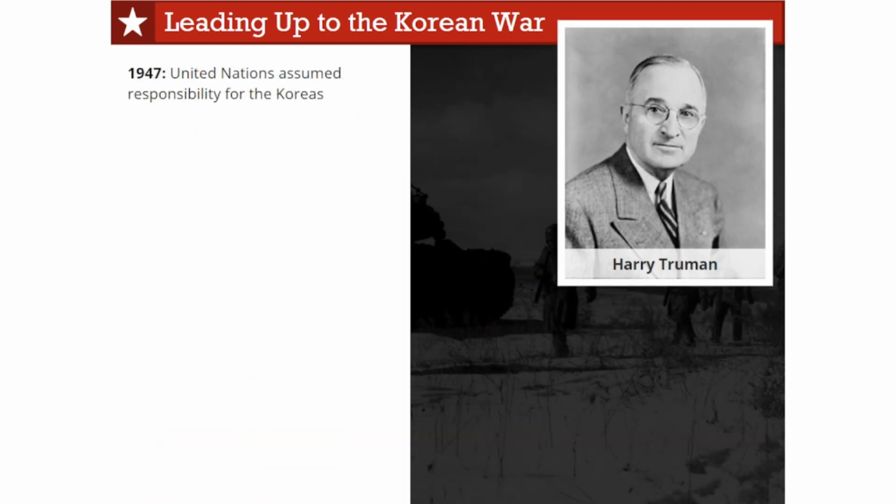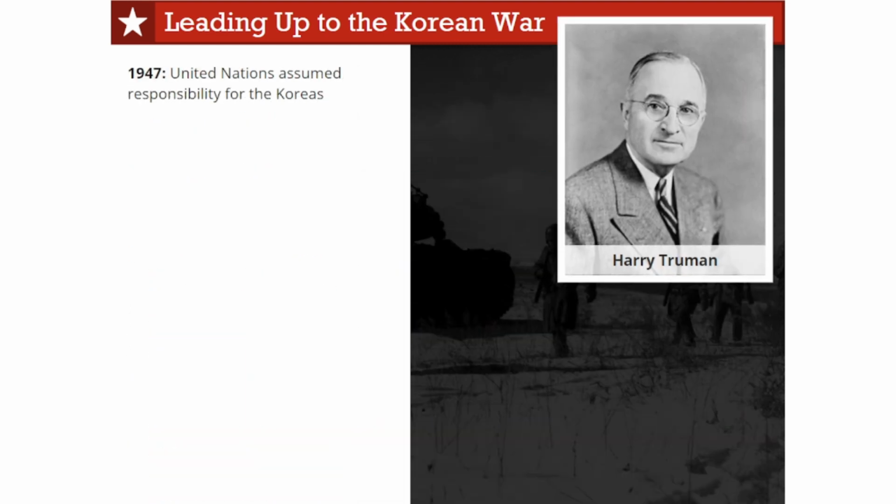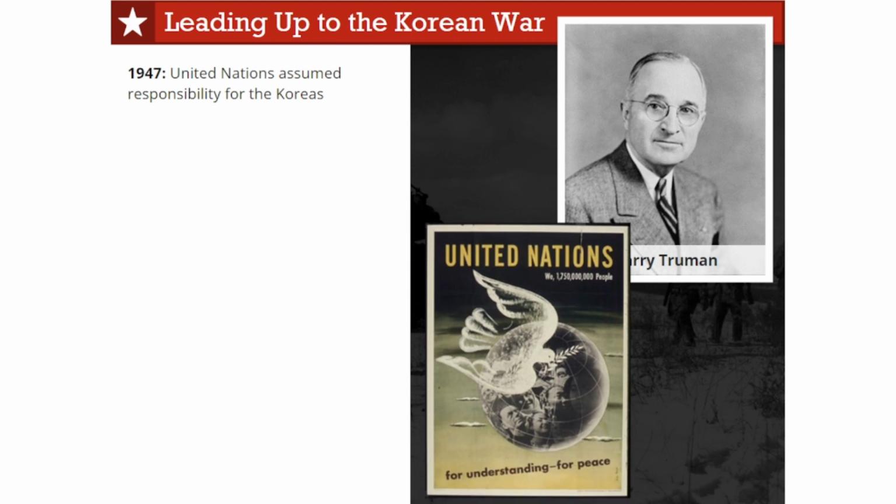In 1947, U.S. President Harry Truman convinced the United Nations to assume responsibility for the Koreas. The United Nations was a new international organization formed to maintain world peace and security. After a series of talks, the Soviet Union began withdrawing its forces from the north in 1948, and by mid-1949 only a small contingent of U.S. forces remained in the south.